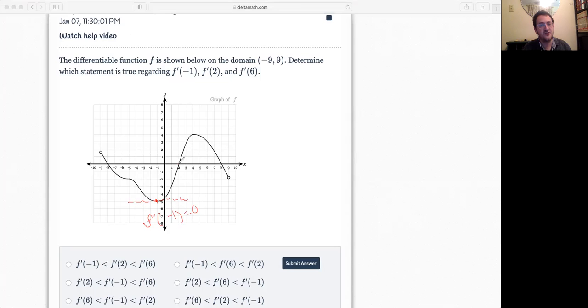F prime of 2, this is increasing. So f prime of 2 is positive. And then f prime of 6 is decreasing, so that's negative. And then I can just order. So I could say f prime of 6 is smallest.